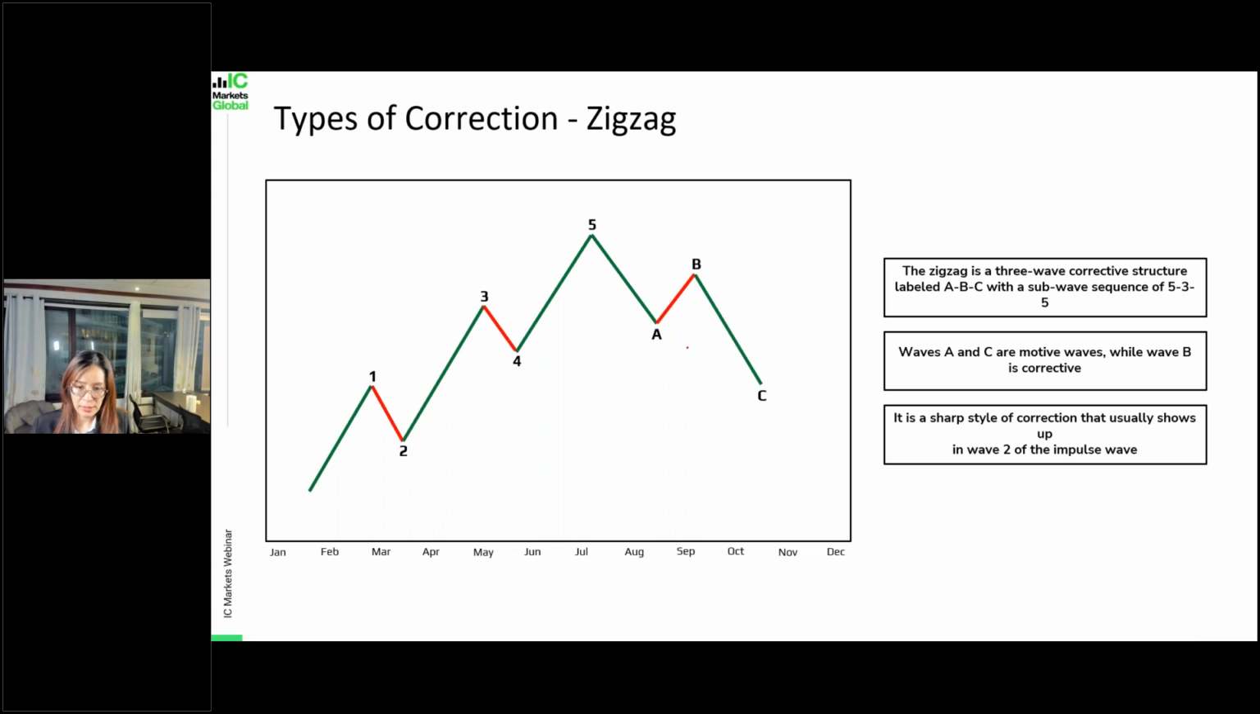Basically, it's like wave here, A, B, C. Motive or impulse is the same. That one will be 1, 2, 3, 4, 5. And they say that wave B will be corrective, so usually corrective will be A, B, C. C will be ending here. And after that, it will be 1, 2, 3, 4, and 5. 5 will be at wave C.